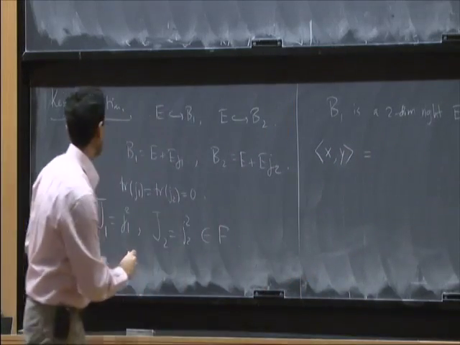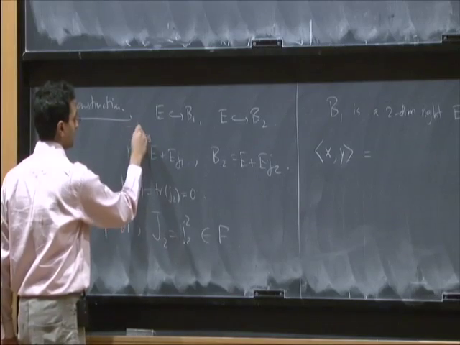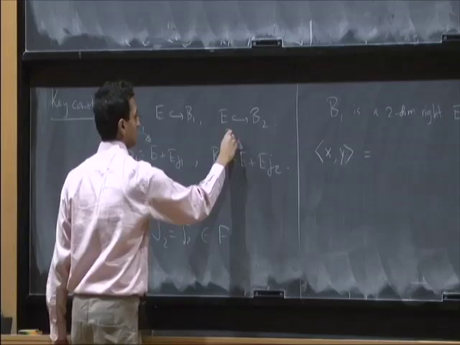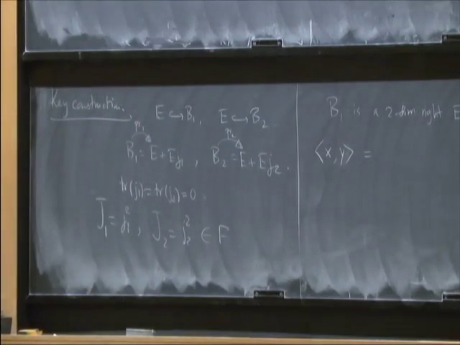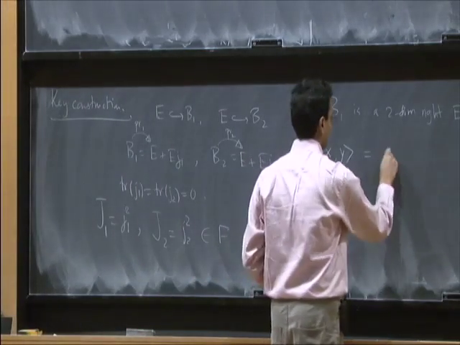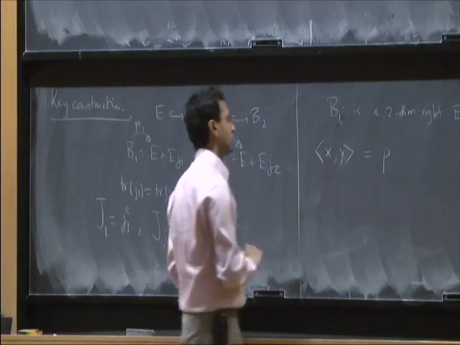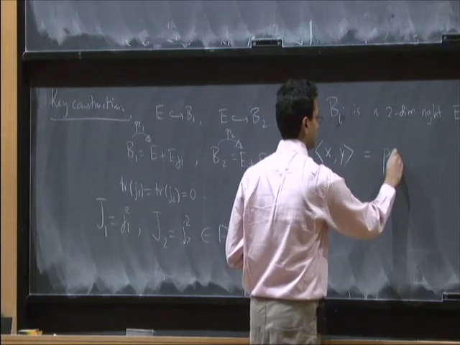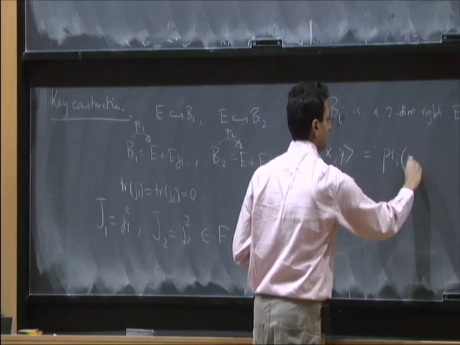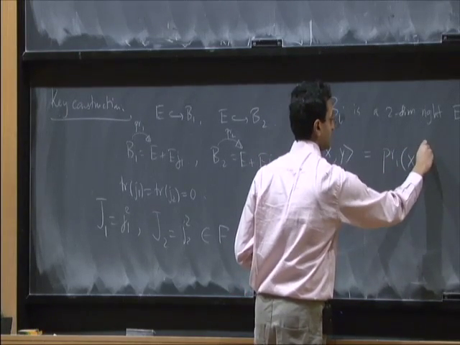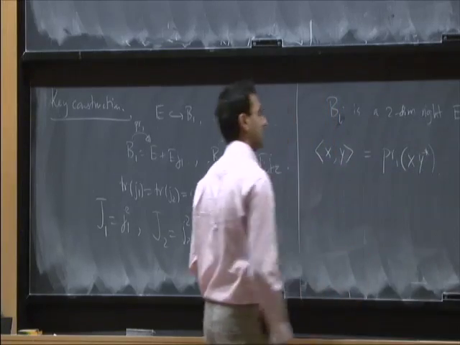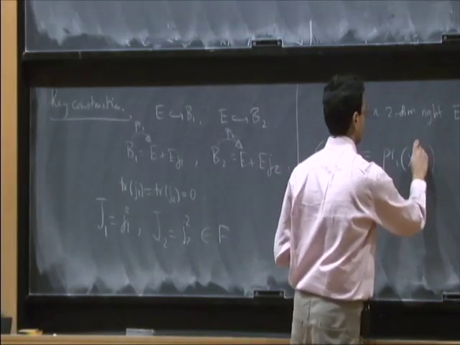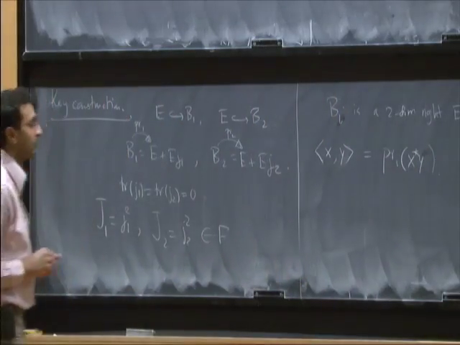So there are projections. I'll call PR1 the projection onto this coordinate, and PR2 the projection onto this coordinate. So each B_i is a 2-dimensional right E space, and I make it into a Hermitian space with the following form. I just take PR_i of x, y star, where star is the main involution. Okay, maybe I want x star y.